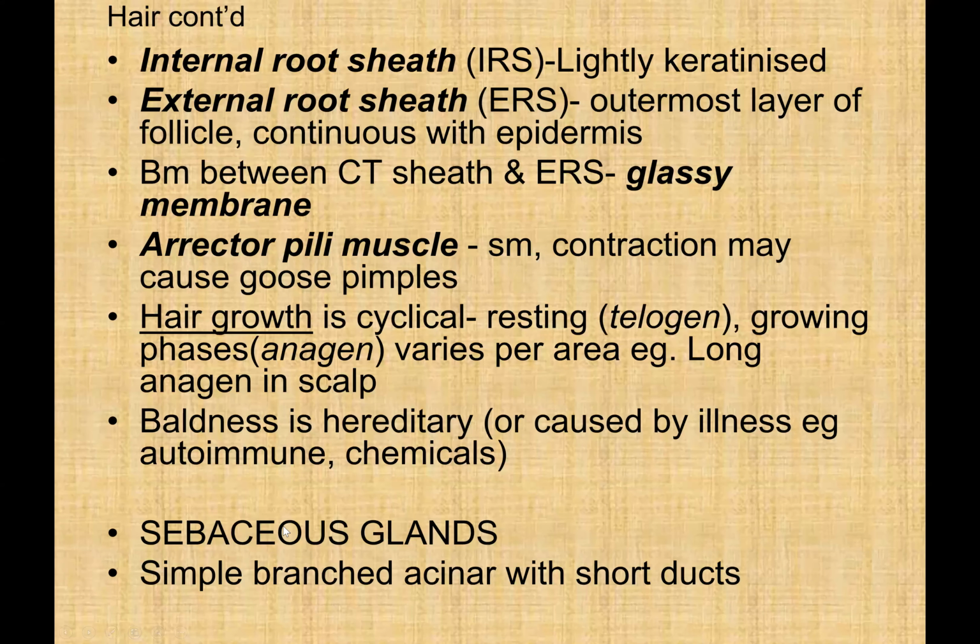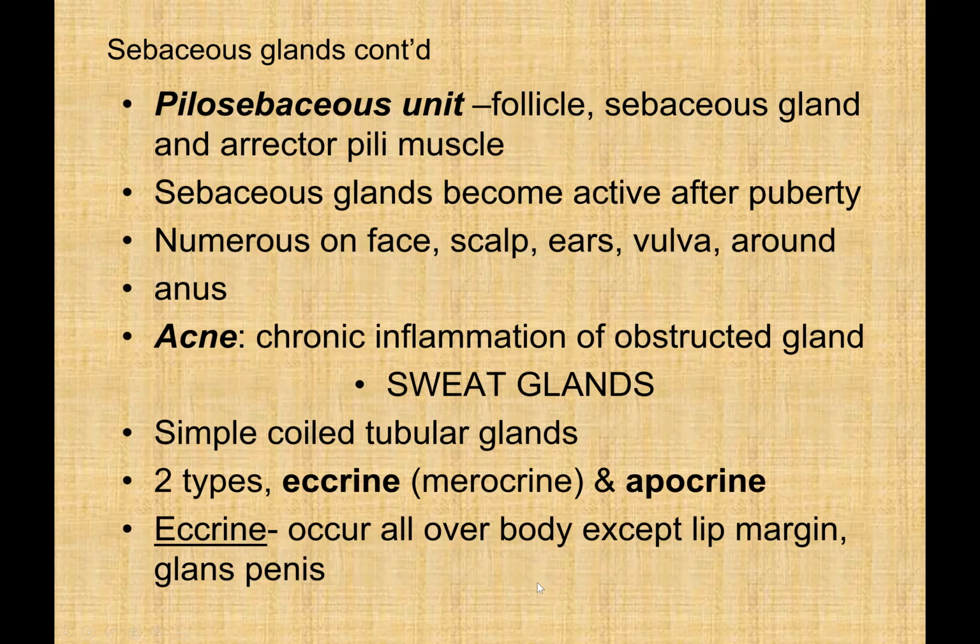Now, the sebaceous glands, they are simple branched acinar glands that produce something we call sebum. And then they will oil the surface of the skin to make it more shiny. They are mostly numerous on the face, the scalp, the ears, around the vulva in the female, around the vagina, and also around the anus.